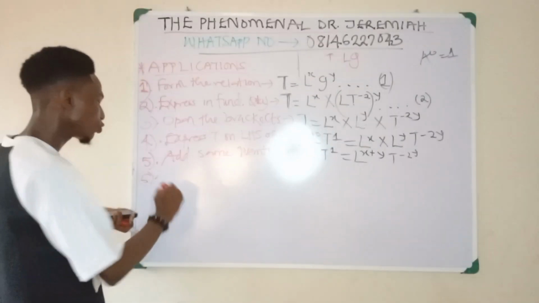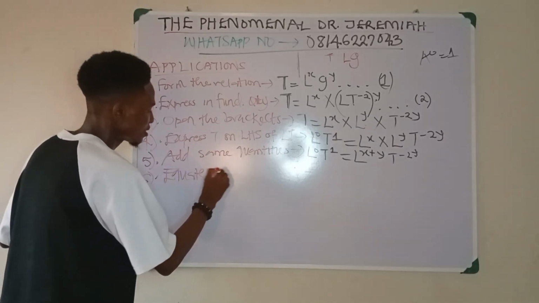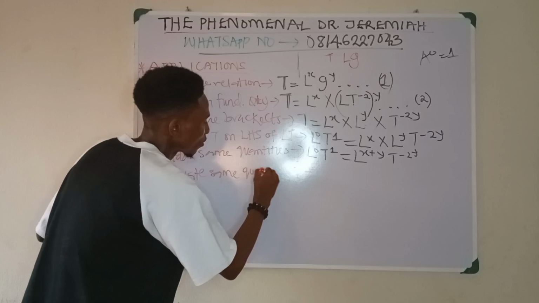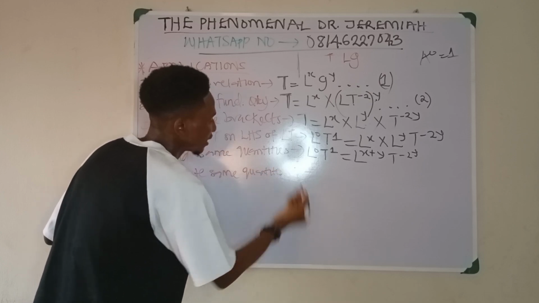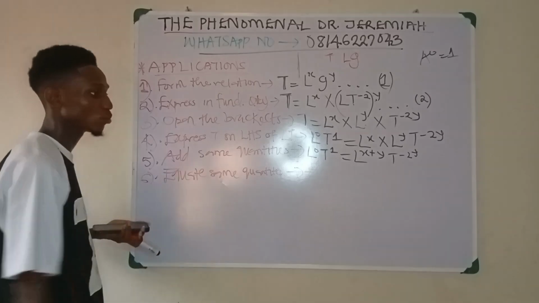We want to equate same quantities on the same side. So we're going to say, equate same quantities on both sides. Just write it like that in your notes. Equate same quantities on both sides.